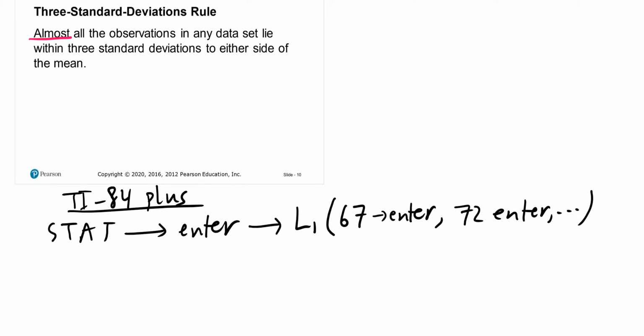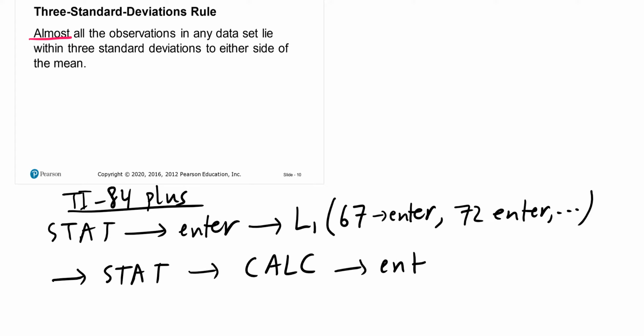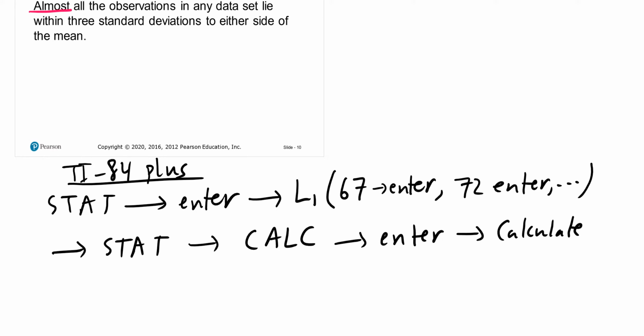So that's what I'm going to do now: 67, 72, 76, 76, and 84. So I entered all the data. Then we go back to STAT, and then go to CALC and hit the enter key. Then you can scroll down using the arrows to calculate, and hit the enter key.